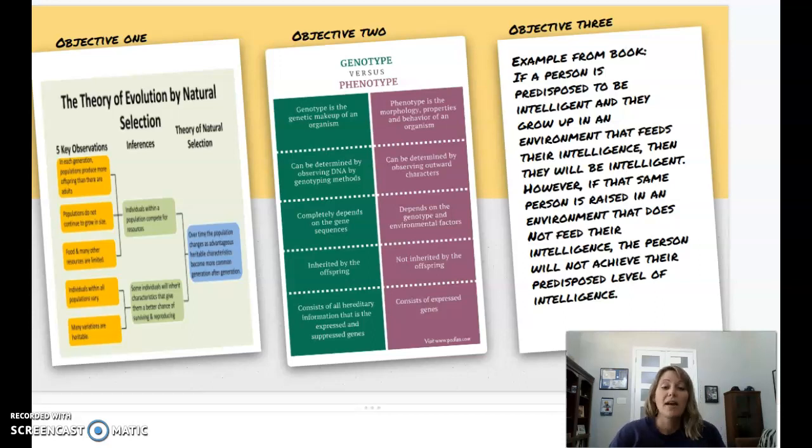And so those are your 3 learning objectives for 3.1.